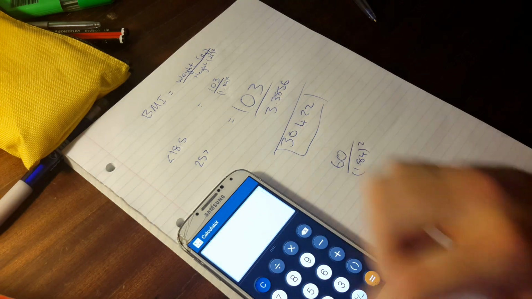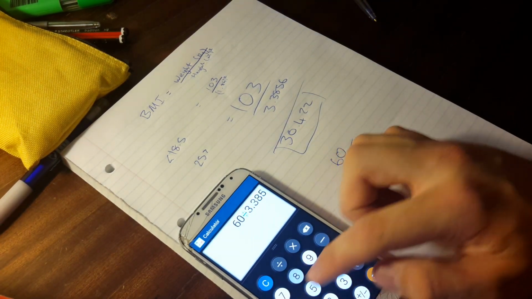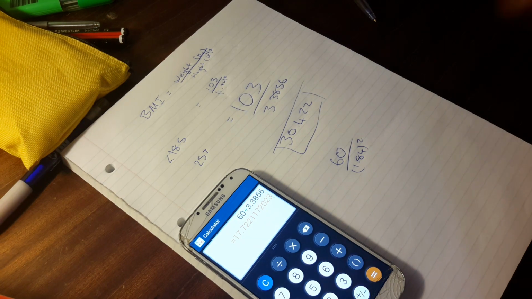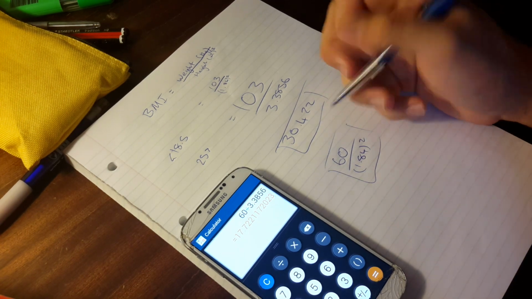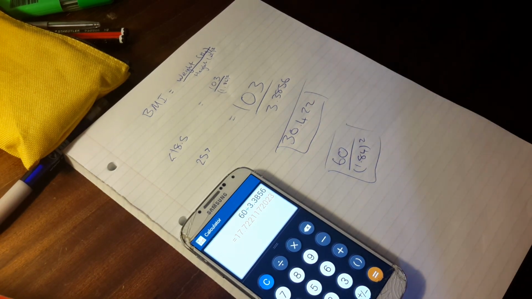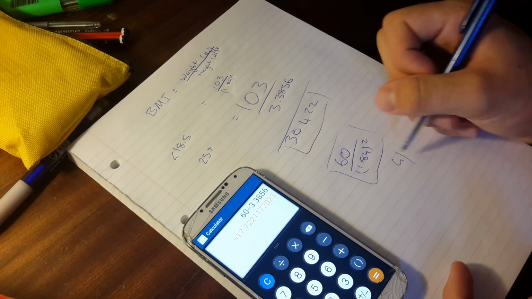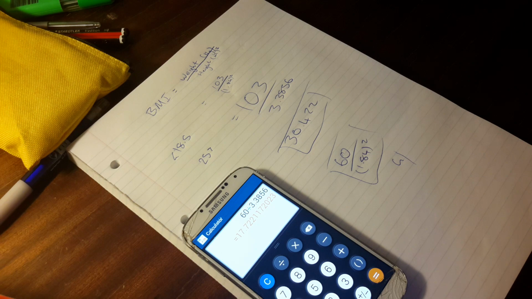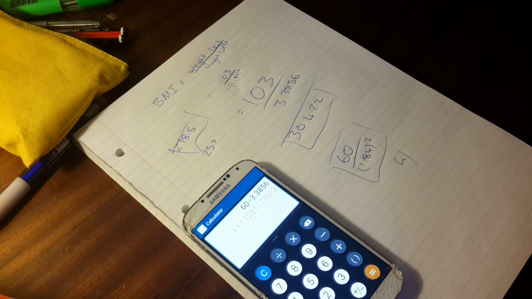Seeing that we know 1.84 squared, we'll go 60 divided by 3.3856. So it ends up with 17.722. In this case, this person would be underweight, because a person weighing 60 kgs with a height of about 6'1" is getting into a dangerous point where you're going to have to get that person eating more or even exercising more.